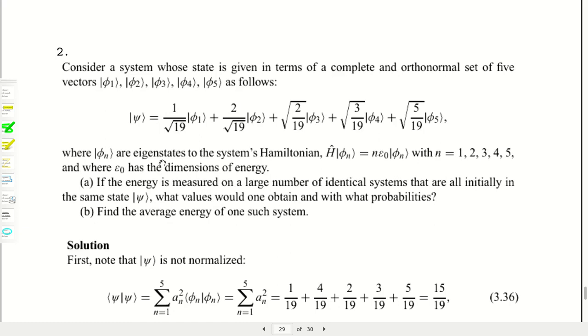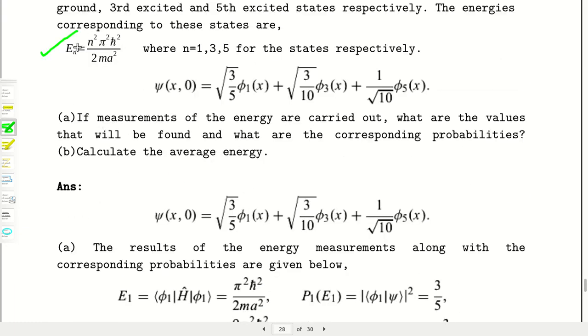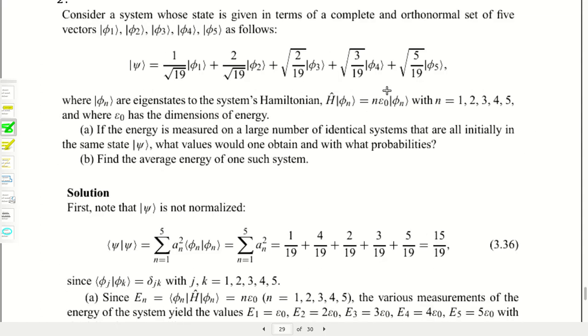The question is, in the previous case, the energy values corresponding to each state are n square pi square h bar square by 2m L square. But here the formula is given like n epsilon naught. Epsilon naught is a constant. Don't worry about this, this is not an electrostatic permittivity or something else. This is just a constant number multiplied by n, and this is basically the energy eigenvalue corresponding to the state n.